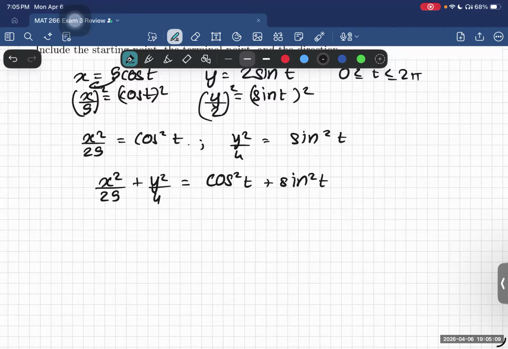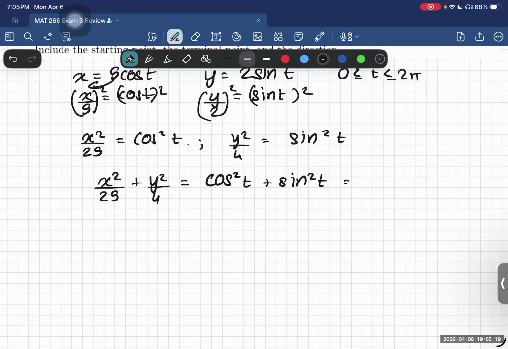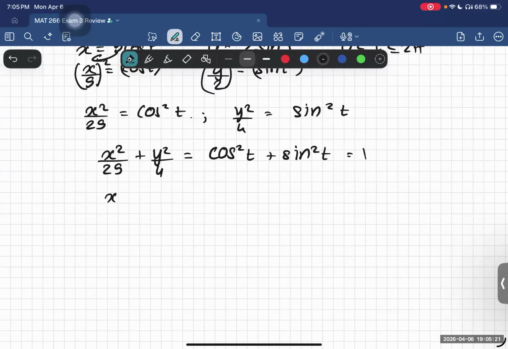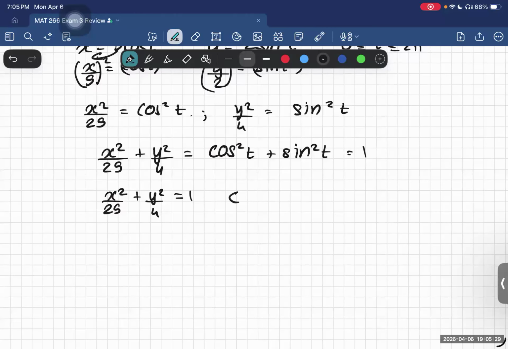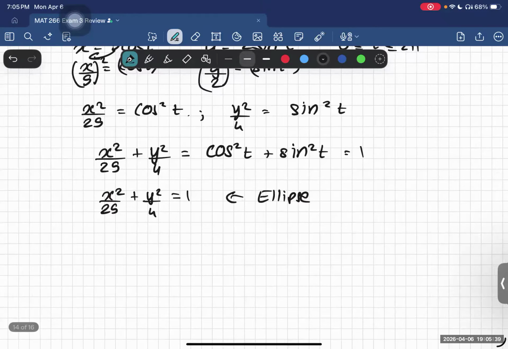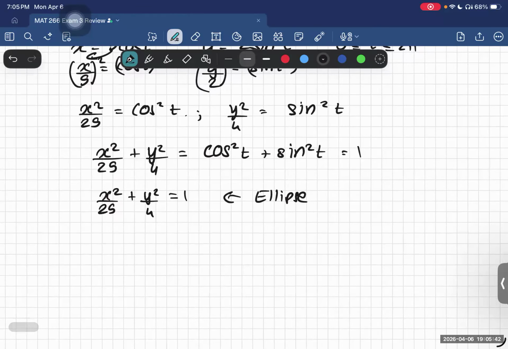And, if you remember the trigonometric properties of sine and cosine, if we have sine squared plus cosine squared, we just get 1. Okay? So x squared over 25 plus y squared over 4 is equal to 1. So if you see, this is the formula of an ellipse. Okay, and it is centered at origin, right? Because there is nothing added or subtracted to x or y. Okay, that means that it's located at the origin.